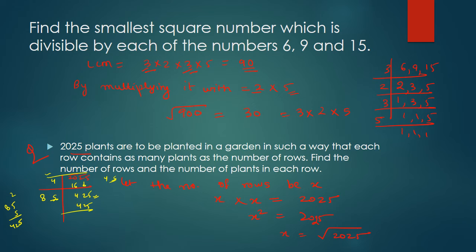So 45 plants. 45 rows will be there and 45 plants will be planted. Okay. This is how you can find out the answer.